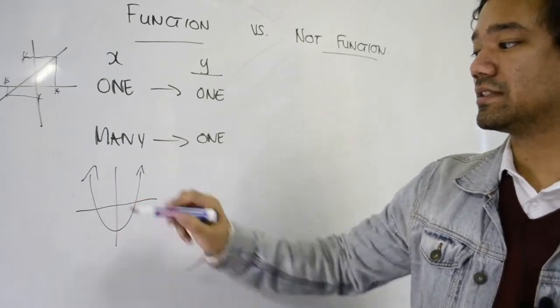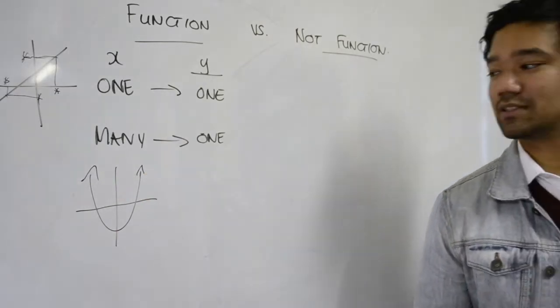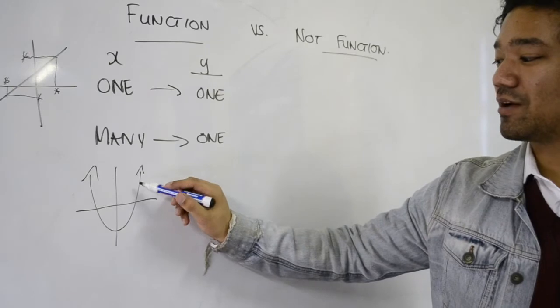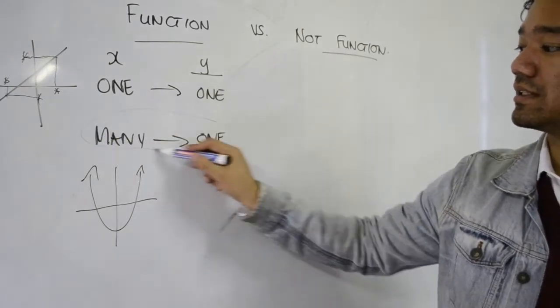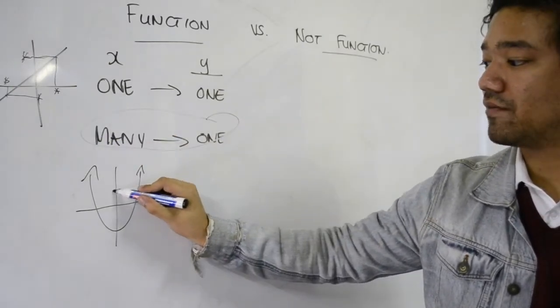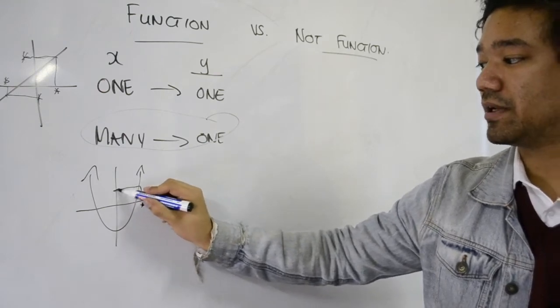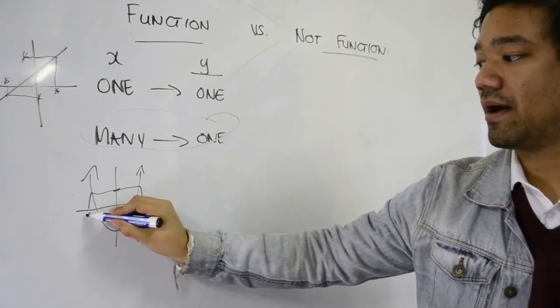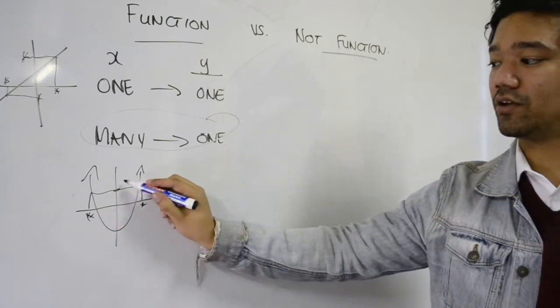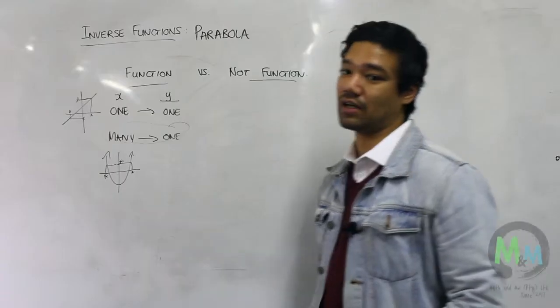We know a parabola is a function. You learn about it when you do functions in grade 10, so it must be a function. And we also know it's a function according to this definition, because I can have one y value and two separate x values mapped to that one y value. Are you with me? So that is still a function.